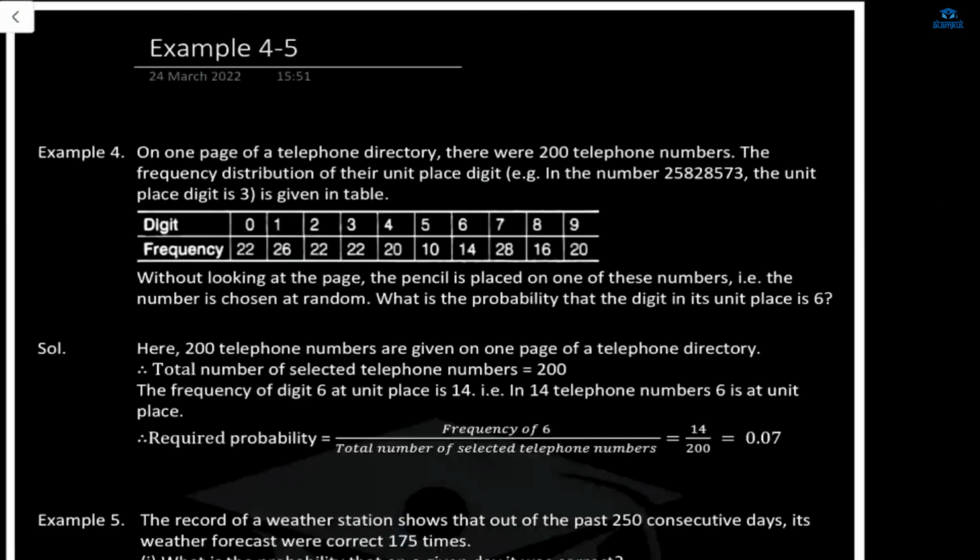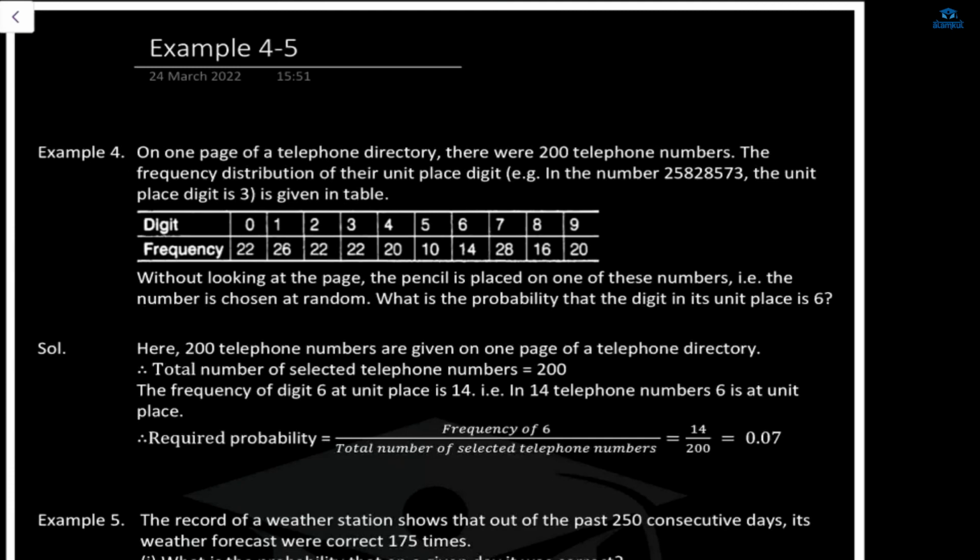Now the next question is, on one page of a telephone directory, there were 200 telephone numbers. On a single page, there are 200 telephone numbers of a directory. The frequency distribution of the unit place digit, meaning the digit at the unit place of each of the 200 telephone numbers, is written. Without looking at the page, a pencil is placed on one of these numbers. That number is to be chosen at random. What is the probability that the digit in its unit place is 6?